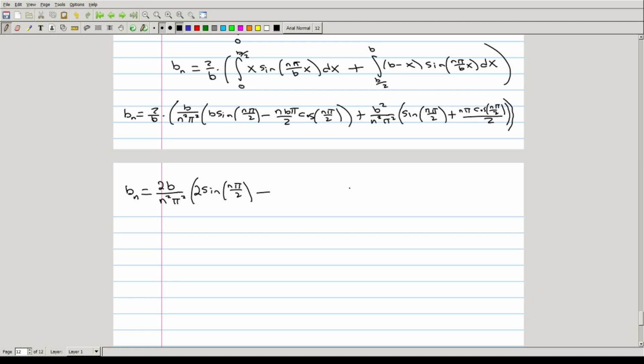And here you have minus n pi over 2 cosine of n pi over 2. And then from this term right here, you have plus n pi over 2 times cosine of n pi over 2. These two terms actually cancel one another. We're just left with the simplified equation 4b over n squared pi squared times sine of n pi over 2.